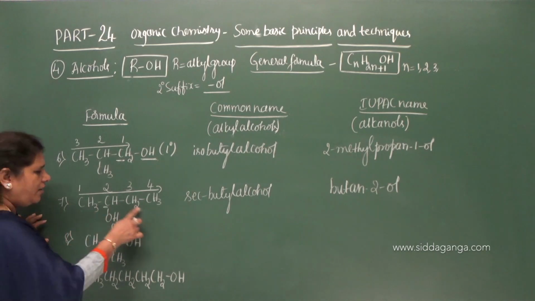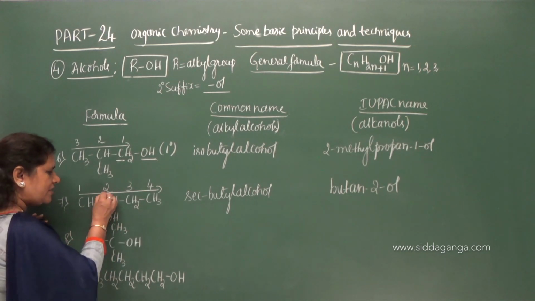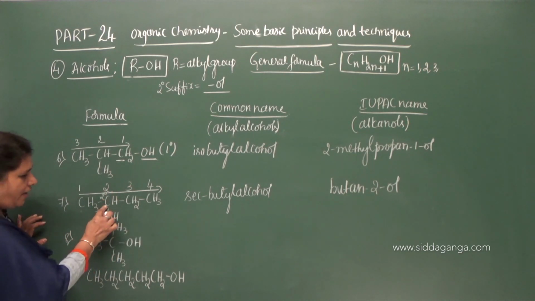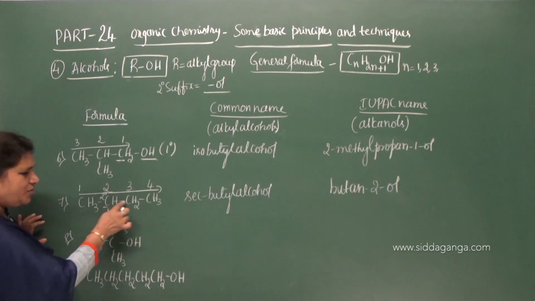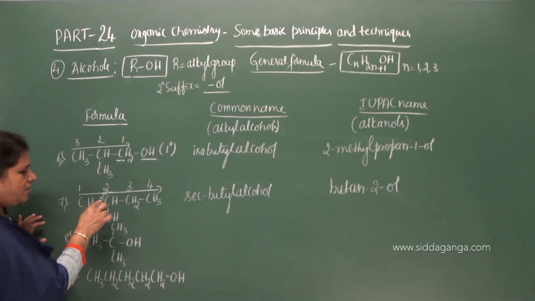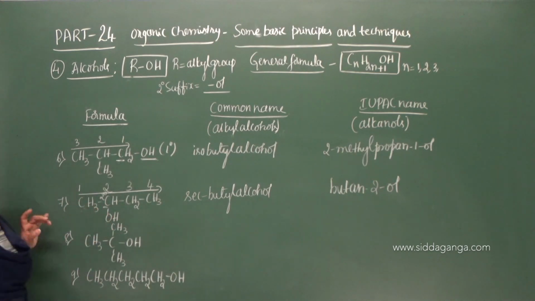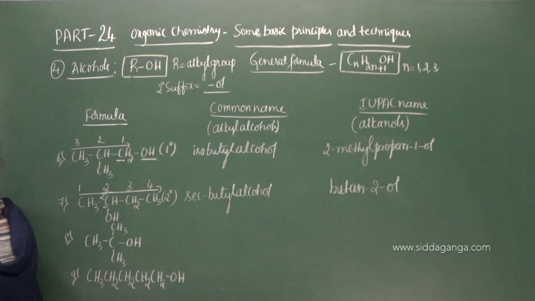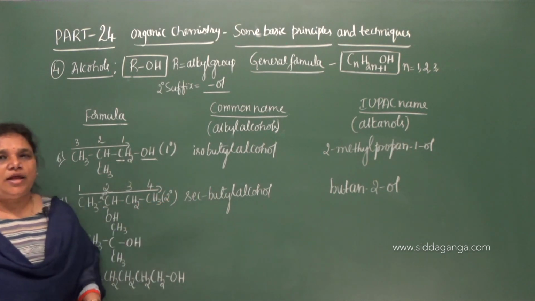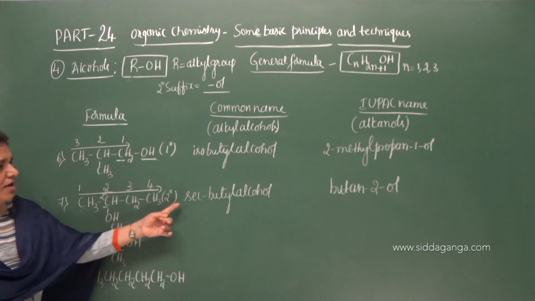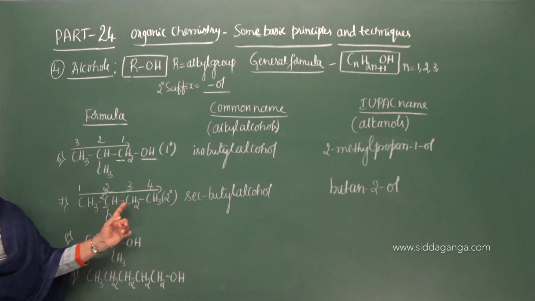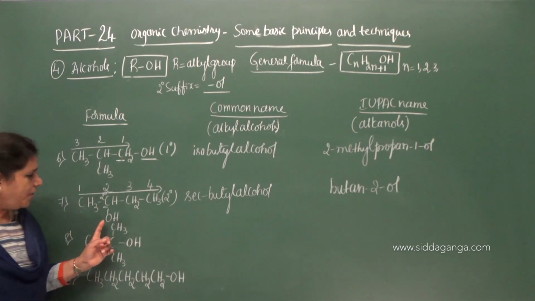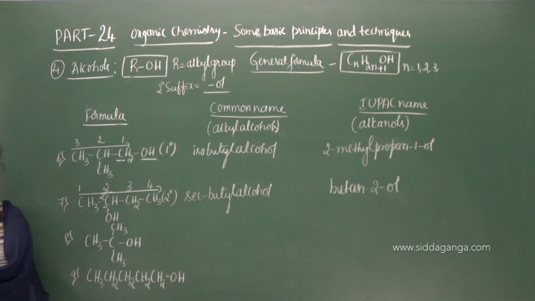Now look at here, this is secondary carbon. Why is this secondary carbon? Because it is bonded to two other carbon atoms. So OH group is attached to the secondary carbon and hence it is a secondary alcohol. So isobutyl alcohol is a primary alcohol. Secondary butyl alcohol is a secondary alcohol because OH group is attached to the secondary carbon.